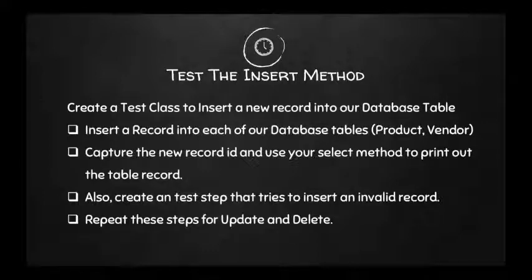And then we're going to want to test and create a specific test case to insert a record into our database table. This will insert a record into each of our database tables, product and vendor, capture a new record ID, and use your select method to print out the table record, and also create a test step that tries to insert an invalid record. Repeat the steps for updating and delete. So we're going to essentially cover all these test cases. We'll go as far as we can. We'll start with the product table, and we'll do a couple different tables. And if time permits, we'll create some additional test cases. If not, you should be able to get the gist from the first few examples.